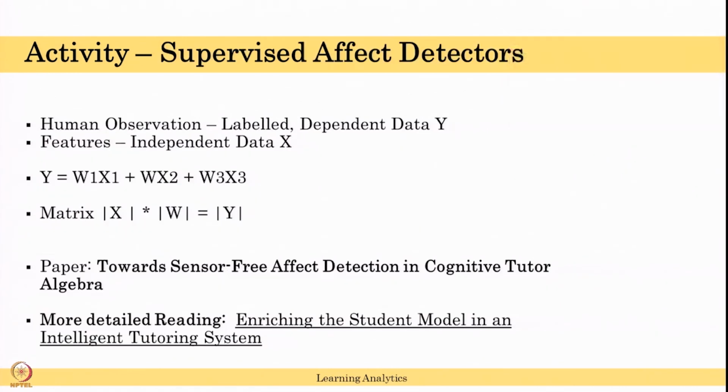After you create features, human observation is independent data, and the features are the X. Let's take a simple linear regression kind of approach: W1 x1, W2 x2, and W3 x3, where the weights are what you are trying to estimate from the training data. It is kind of a matrix. Once you have the matrix, you can apply multiple ML methods.